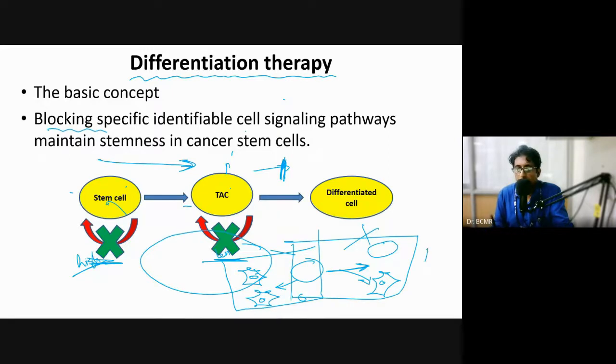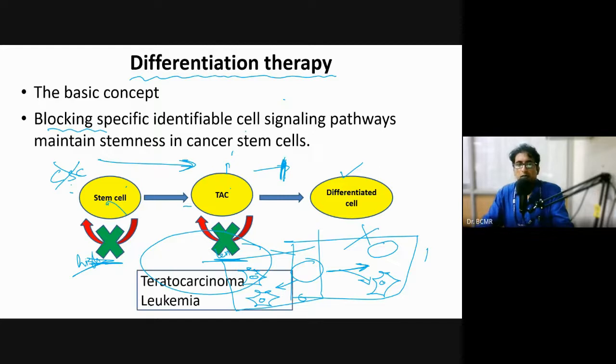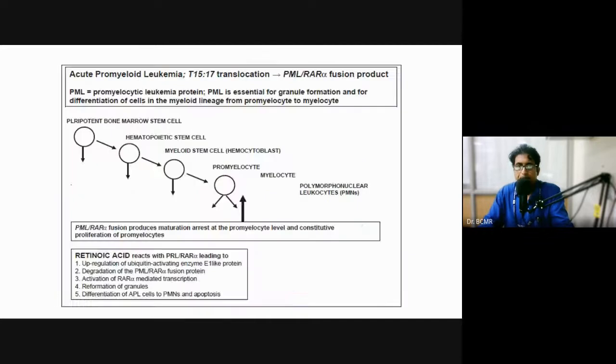There is one. So the goal or basic concept of differentiation therapy is, if we can target the stemness itself, then we can probably allow the differentiation to happen and eliminate the cancer stem cells, right? So for teratocarcinoma and leukemia, people have tried this differentiation therapy, and there has been considerable success.